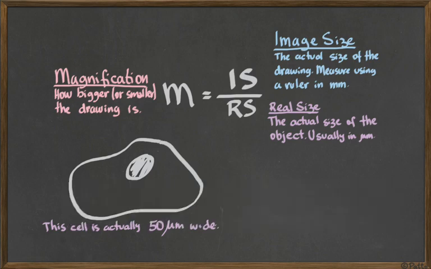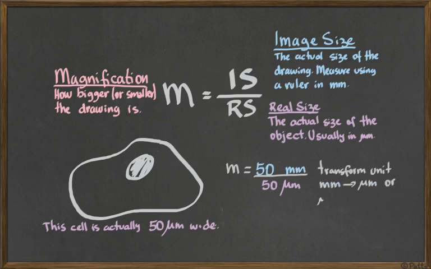I will cut this out and I'll place over there. Magnification equals 50 millimeters, the image size, divided by 50 micrometers. However, I cannot divide millimeters by micrometers. I need to transform them into the same unit. So that's what I'm going to be doing now. I will transform millimeter into micrometer or micrometer into millimeter. So I prefer to transform millimeter into micrometer.